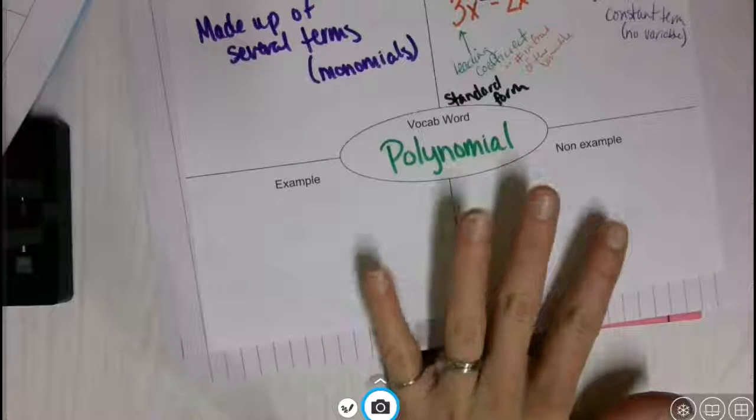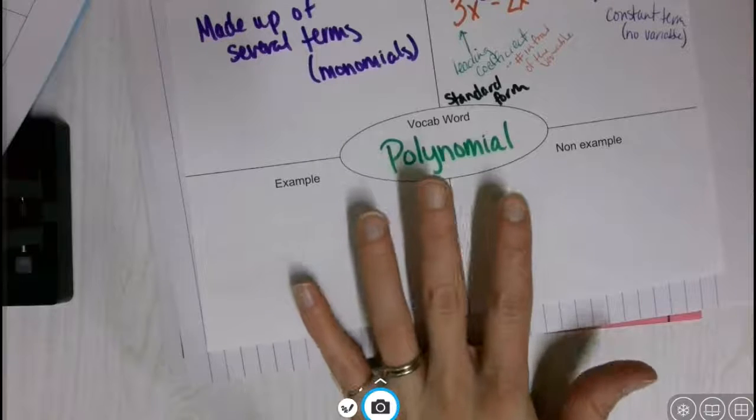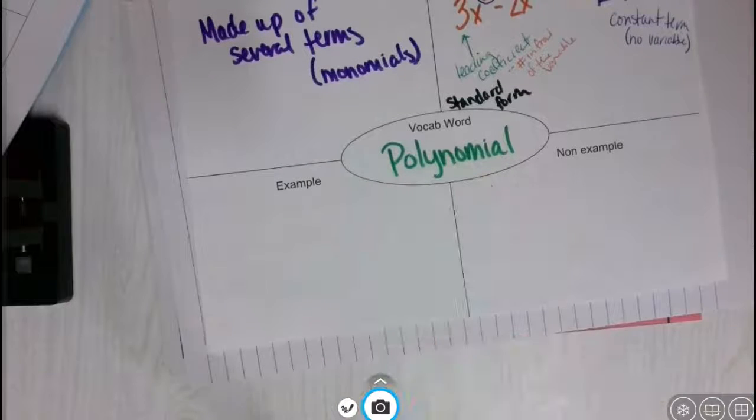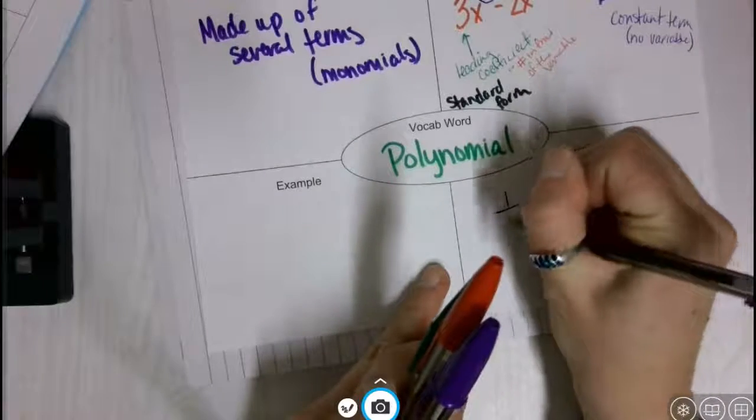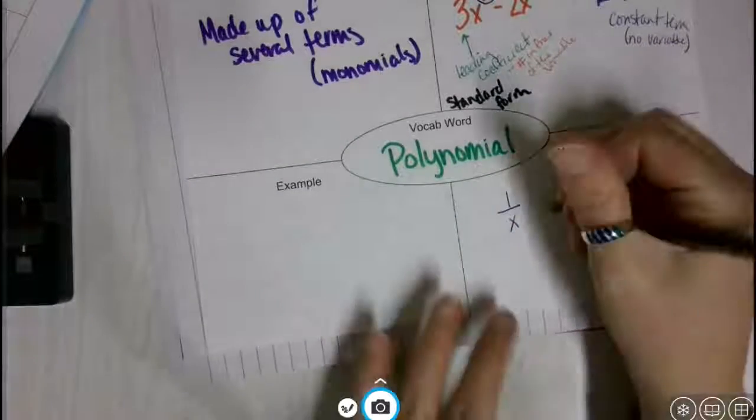Okay, so let's give ourselves some more examples. Really here I want to look at some non-examples because the examples are fairly easy to come up with. It's the non-examples. So things that are not examples is if I have a variable in the denominator.